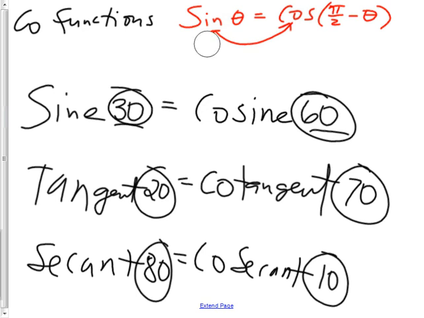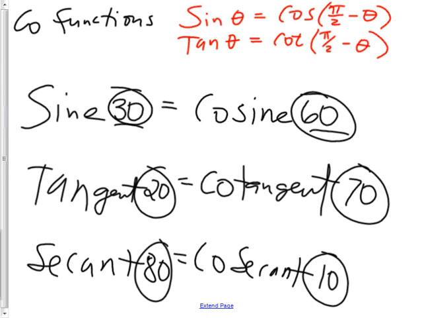Okay, now, sine and cosine are done. What's the next combo? It doesn't matter, there's no order. Give me another combo. Tangent, okay? Tangent of some angle would be the same as what? What's its cofunction? Cotangent of, not the same angle, pi over 2 minus that angle.